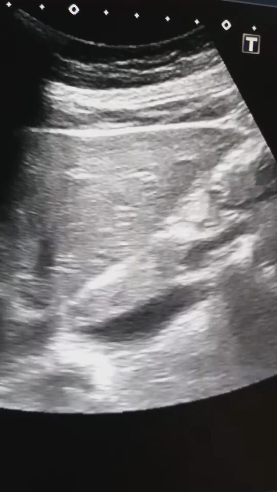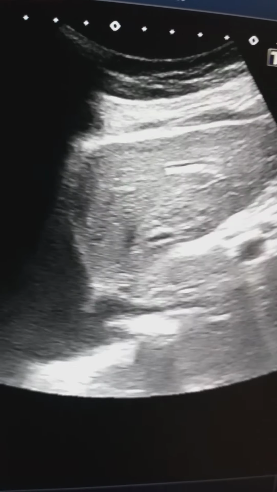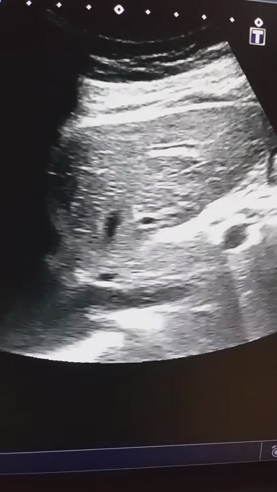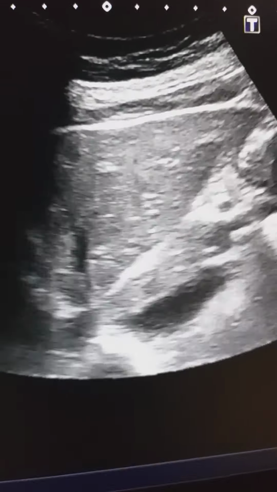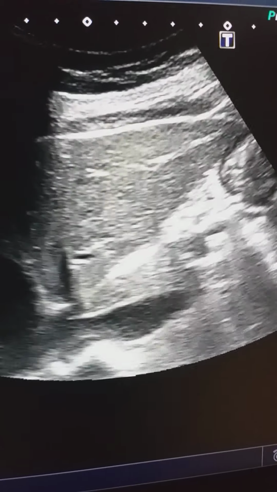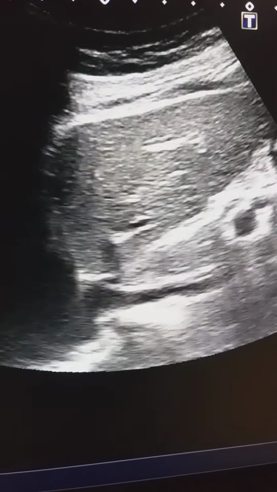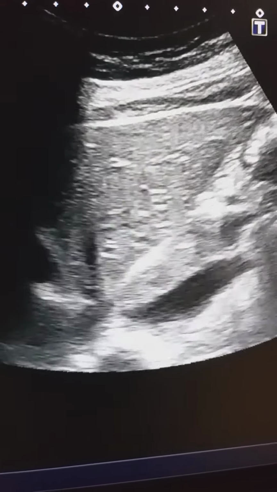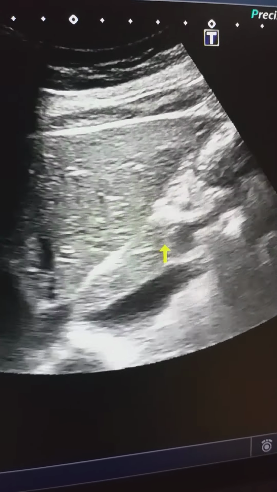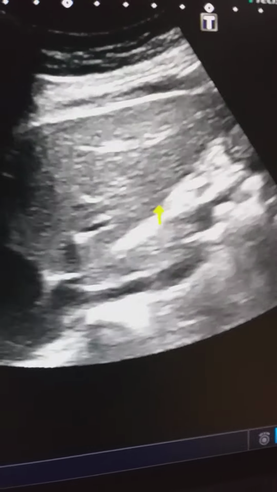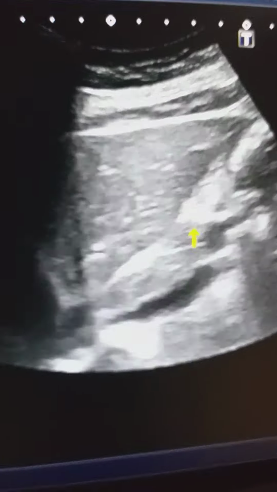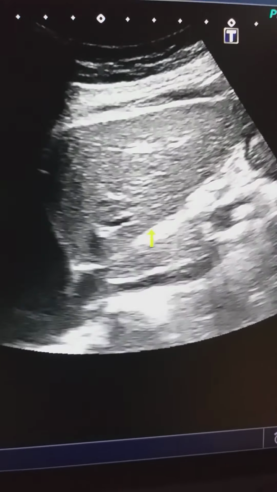Here we can see that there is no mass. The left lobe is clear, margins are clear, and the echogenicity is also of normal pattern, and no coarsening of the liver is seen. And this is the IVC. This is the caudate lobe, which is of normal size. This is the ligamentum venosum, the remnant of the ductus venosus.